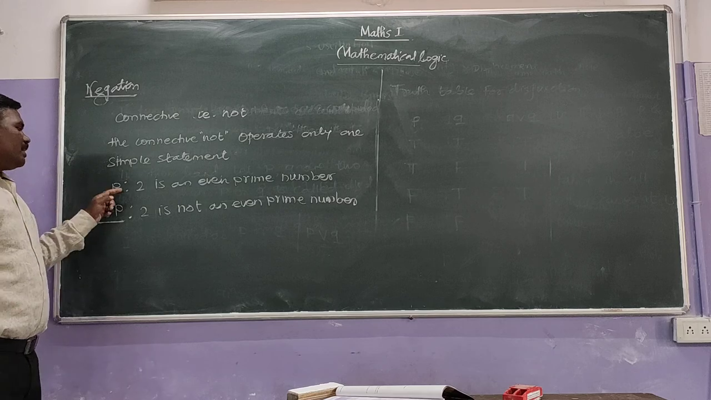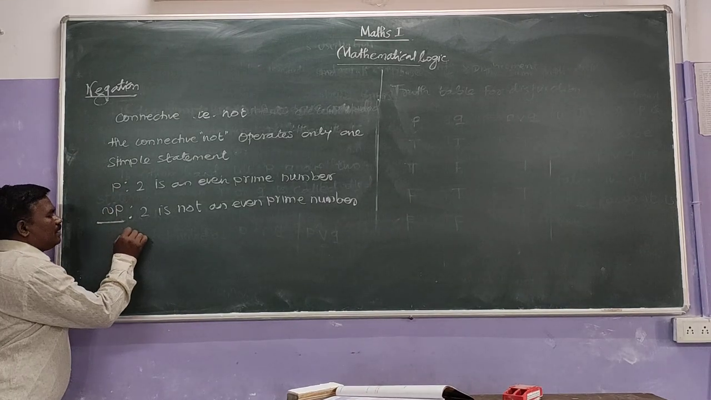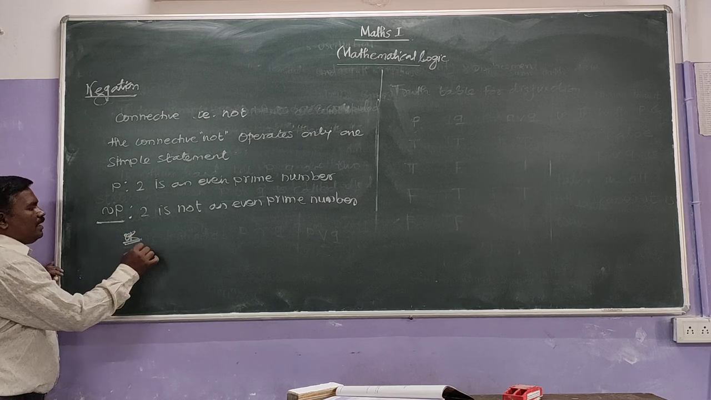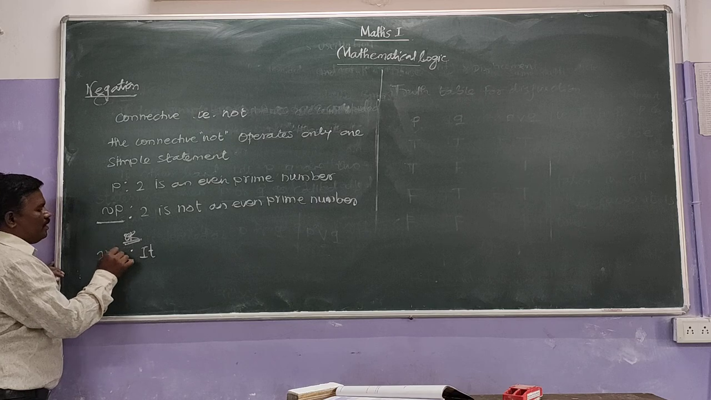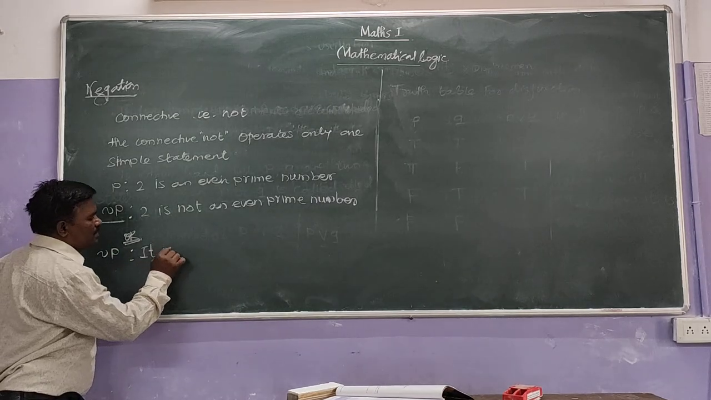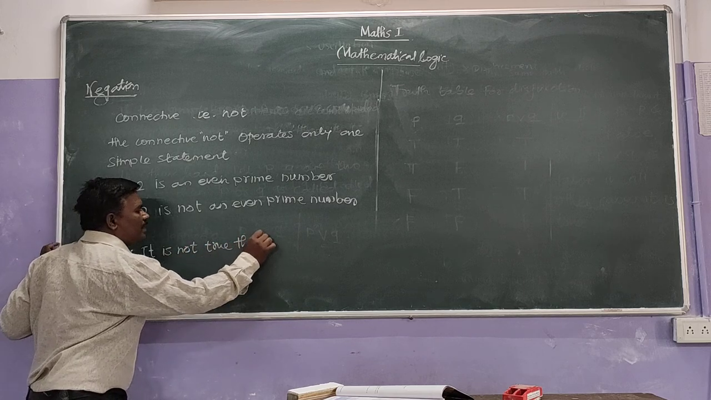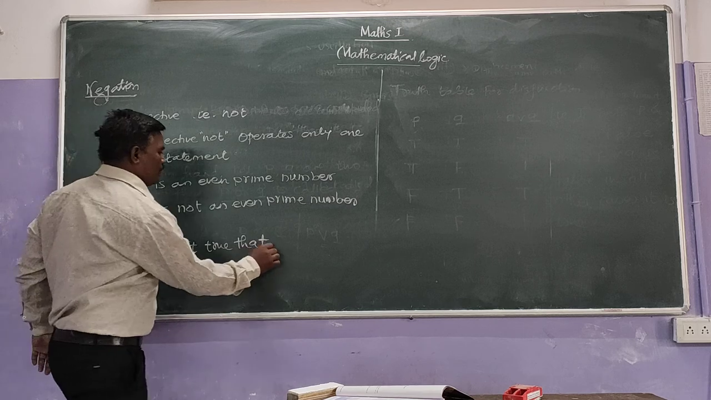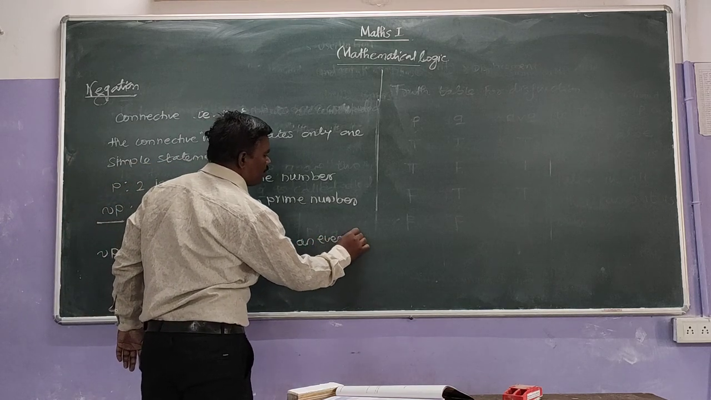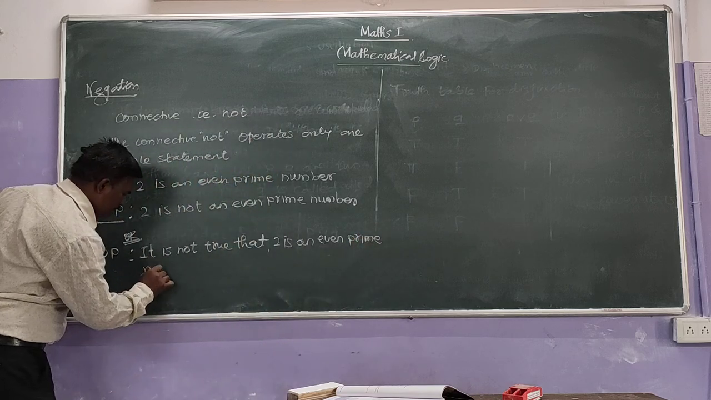The negation of P can also be written as: it is not true that 2 is an even prime number.